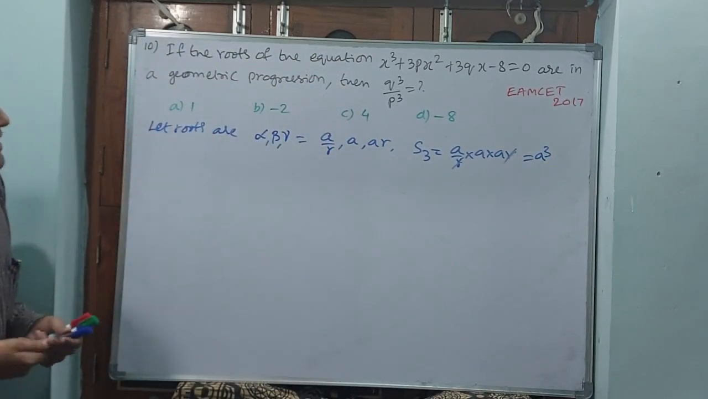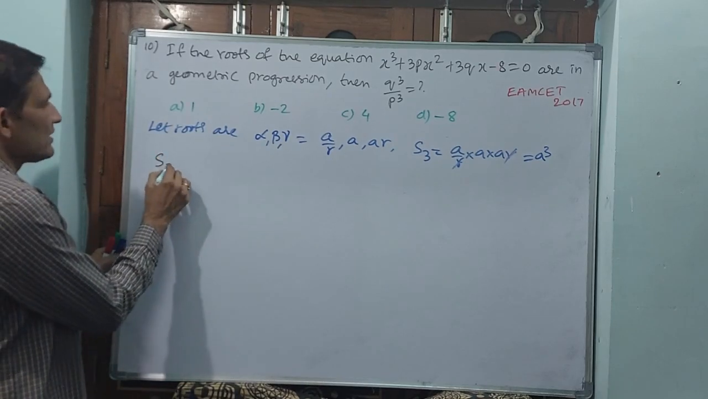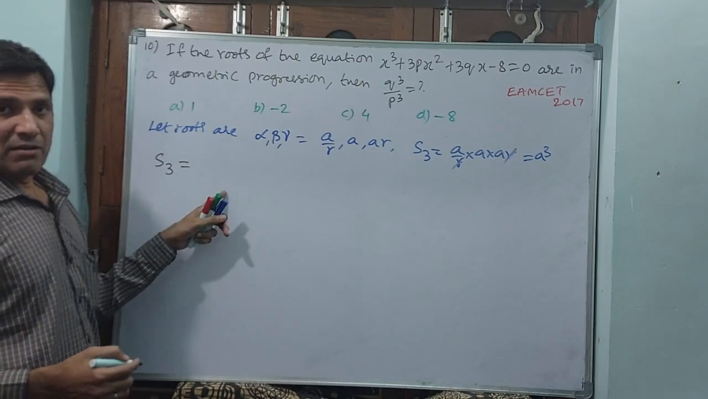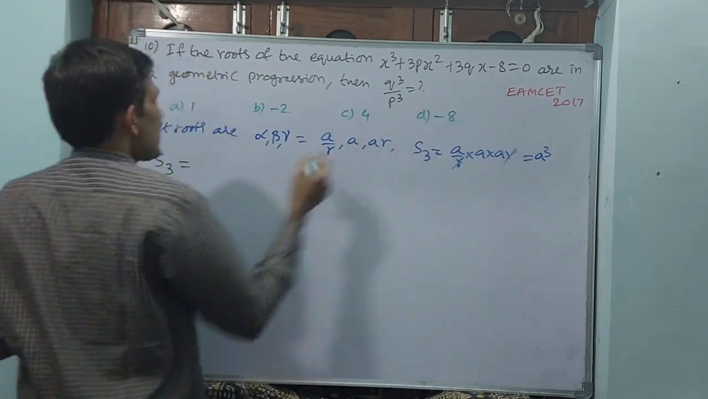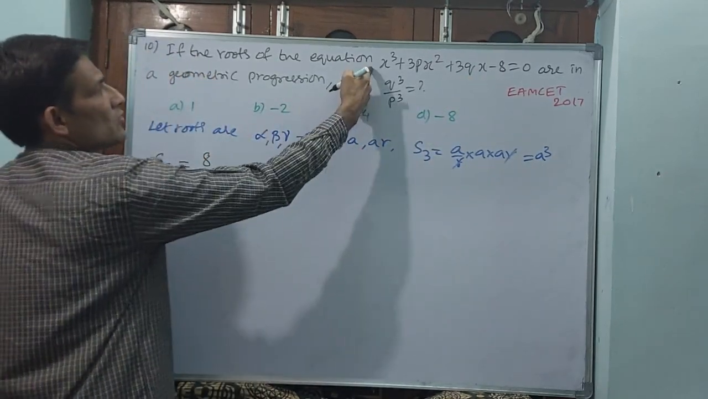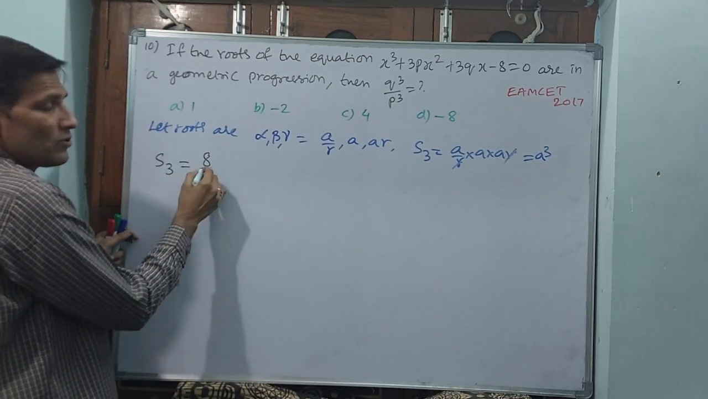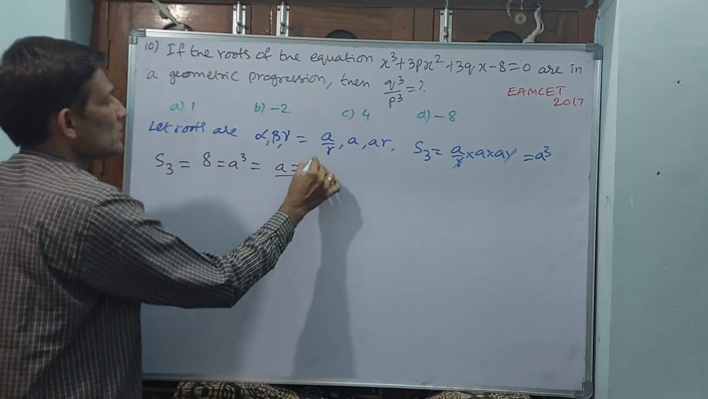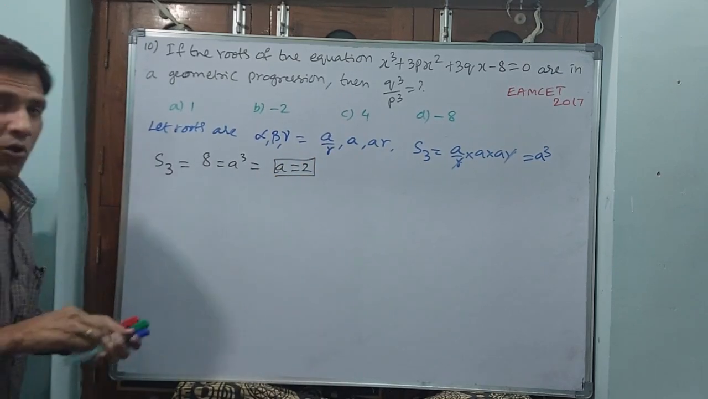Now find S3. Shall I write it directly? S3 is minus A3 by A0, that is minus of minus 8 by A0, which is 1. That means S3 is equal to 8, that is equal to a cube. So a will be 2. I have got the a value directly.